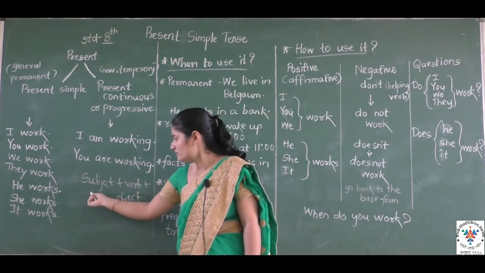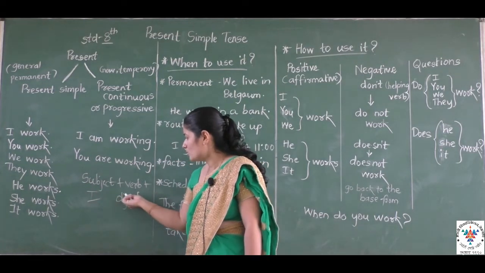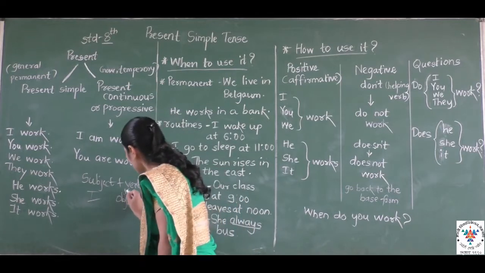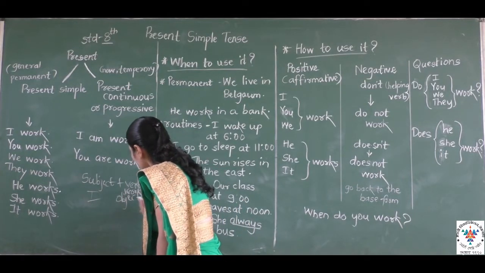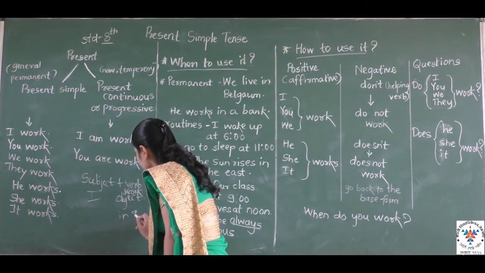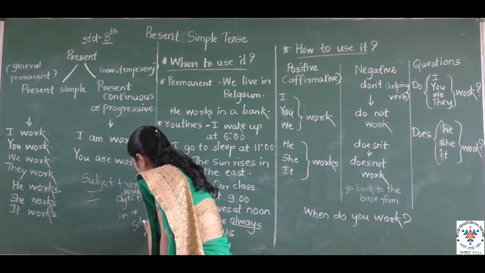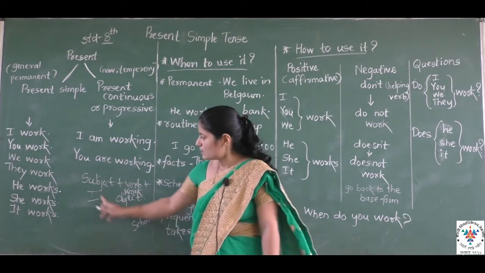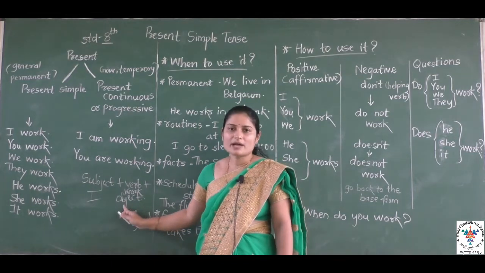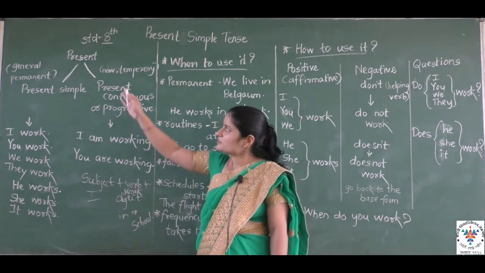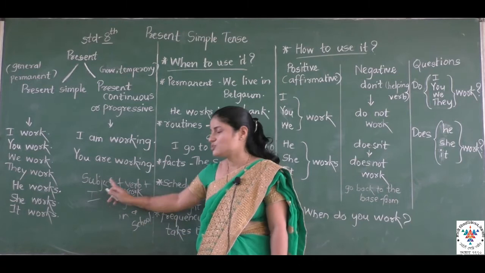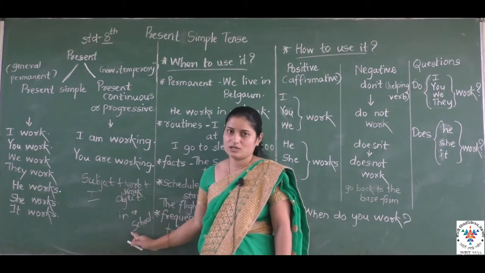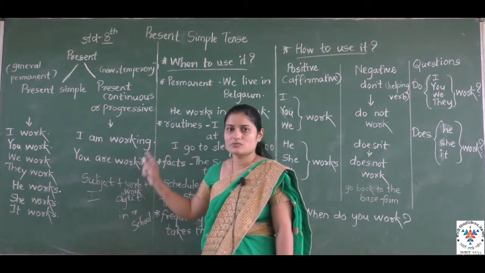Subject: I. Verb: work. Object: in a school. So this is the format, or the formula, of the simple present tense. Subject plus verb plus object. So this is the present tense form.